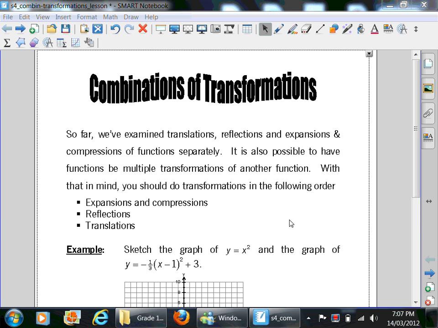Hi grade 12s. Today we're going to do a combination of transformations. What a wonderful way to celebrate Pi Day Wednesday than to do an extra math lesson.